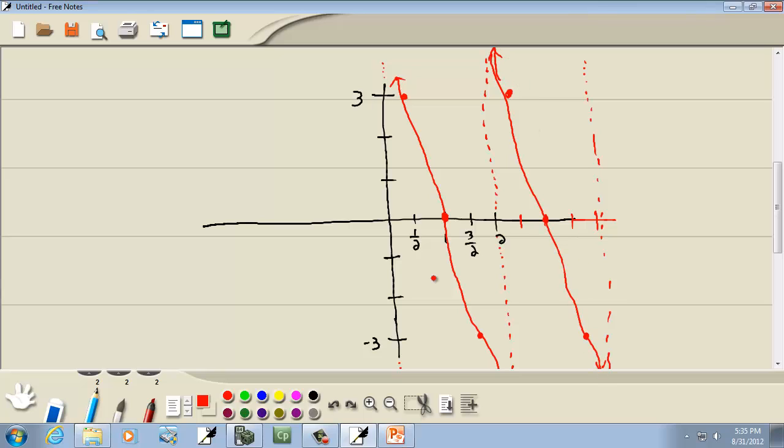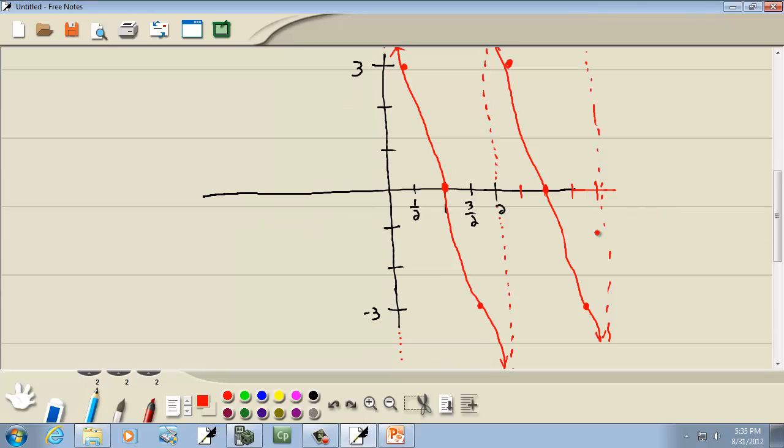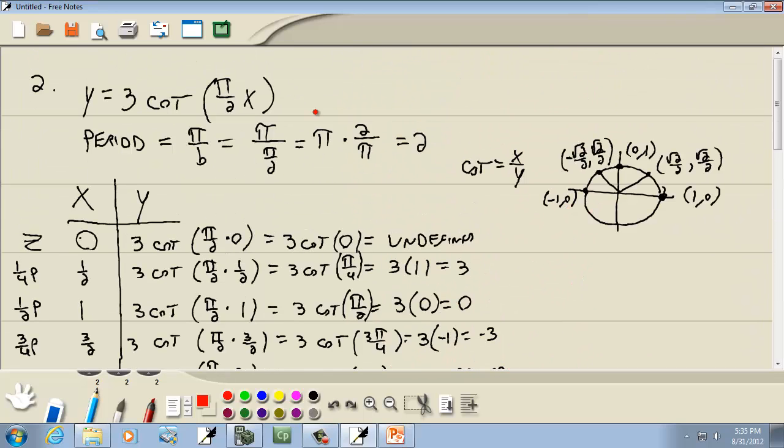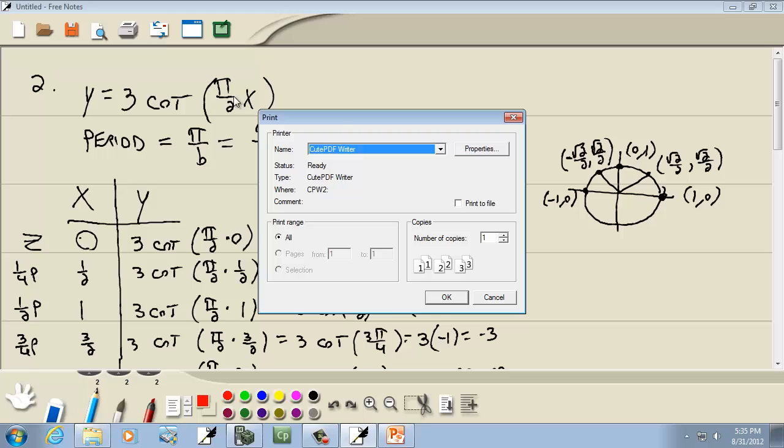Again, it looks like that. It's not as straight as what you're seeing there. It has more of a curve to it, but we'll go with that. Okay, so that's our answer. Let me save that.